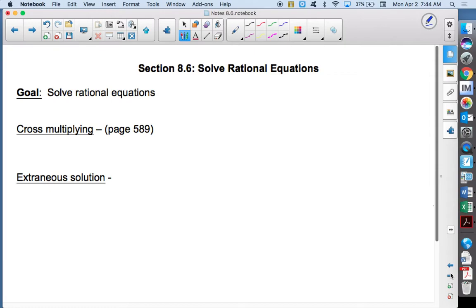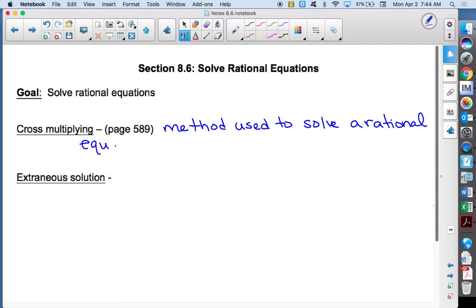All right, so solving rational equations, we have 2 vocab terms. The one should be familiar. The first one says cross-multiplying. Cross-multiplying is just a method used to solve a rational equation when each side of the equation is a single expression.